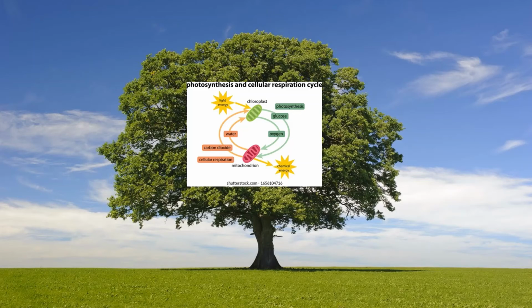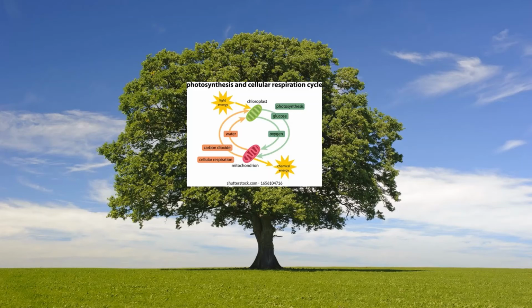Now, what's interesting is because plants have both chloroplasts and mitochondria, they can do this entire cycle on their own. I spoke in the carbon cycle lesson about how plants also release carbon dioxide. Well, this is how. It's because they also have mitochondria.